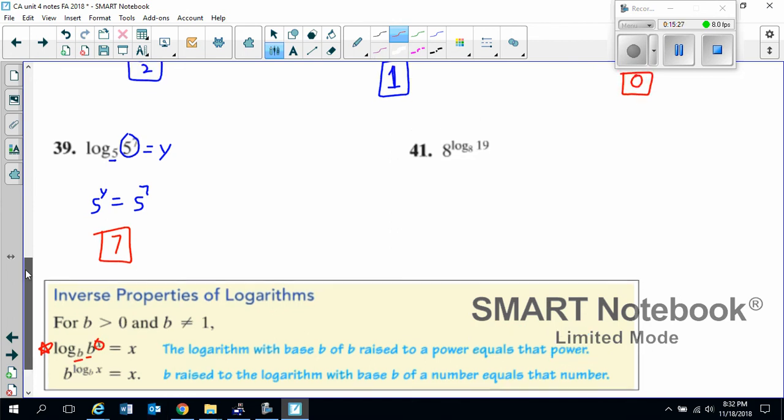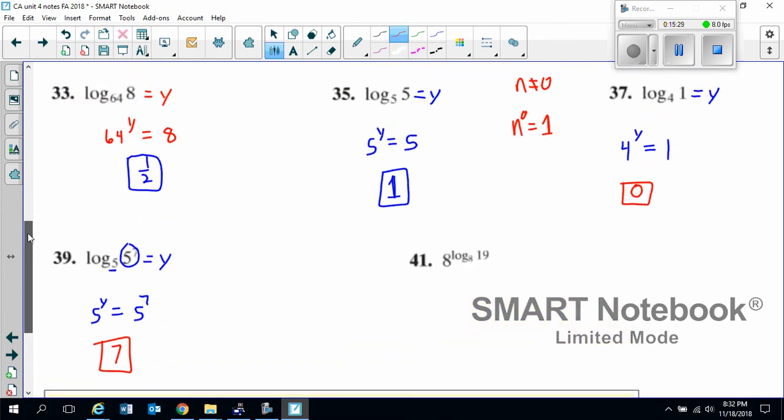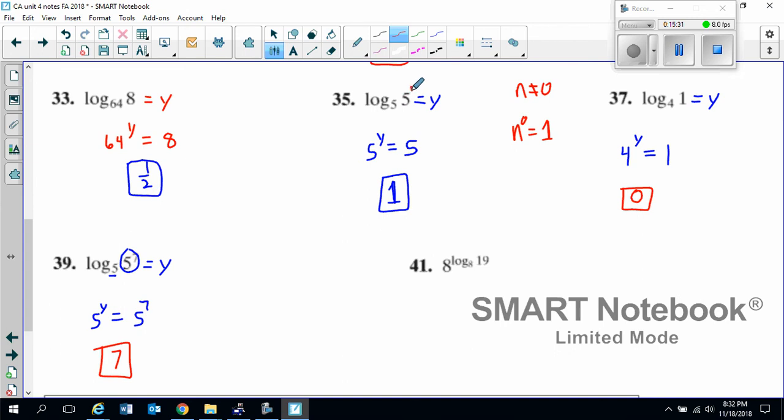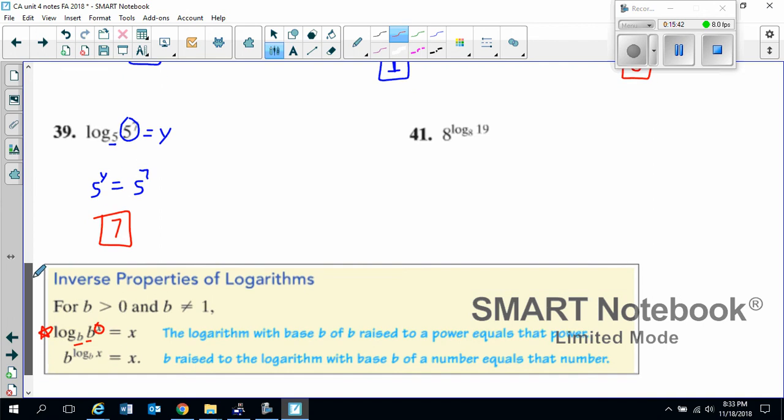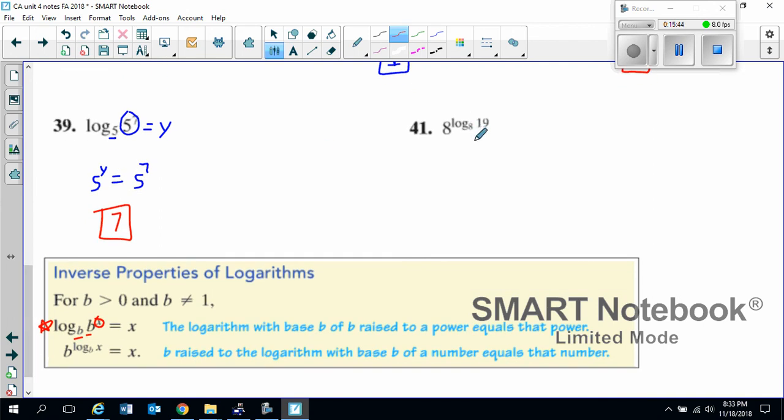And I think we kind of had one like that actually right here. Because see, this has an understood power of 1 right here. And so that's what our answer ended up being on 35. So the next one might be a little bit harder to grasp, but we'll look at it.